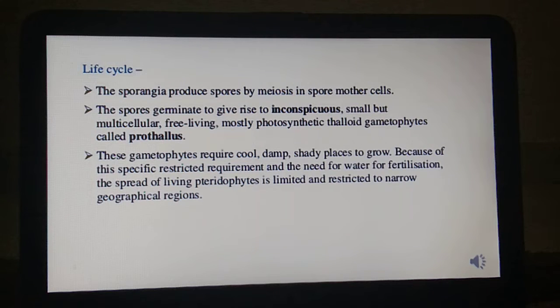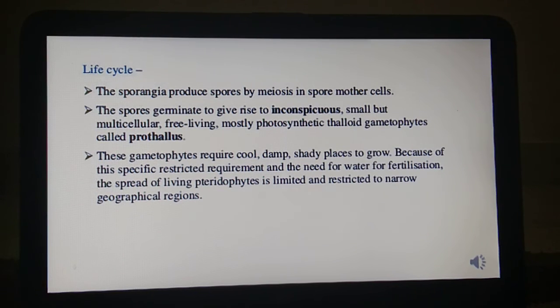And these gametophytes require cool, damp, shady places to grow. Because of this specific restricted requirement and the need for water for fertilization, the spread of living pteridophytes is limited and restricted to narrow geographical regions only.